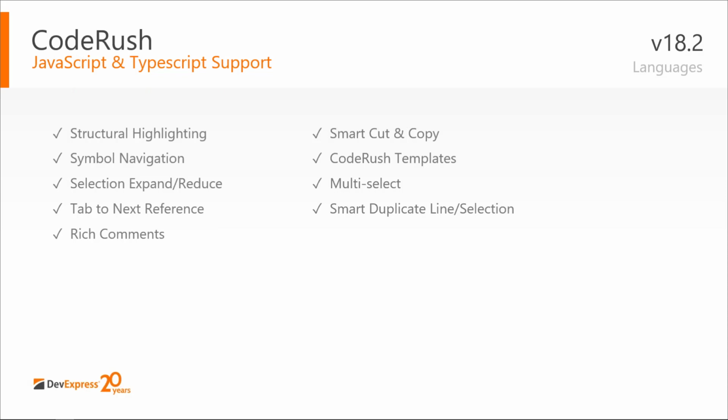So these are some core features that are moving across. Among them are CodeRush templates, which is right over here. CodeRush templates are where you get the really big boost in productivity. We also have smart cut and copy, selection expansion, tab to next reference, symbol navigation, which is useful as well, and multi-select, which is also useful for controlling your smart duplication of line and selection. So these pieces are here. Rich comments, I'll talk about those in a little bit. I want to give you a quick demo of the CodeRush templates so you can get a taste of that.